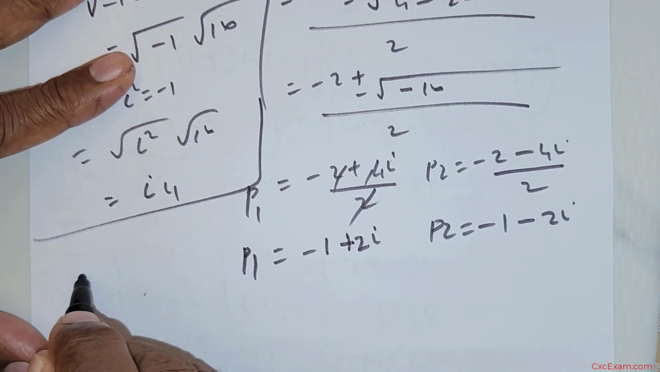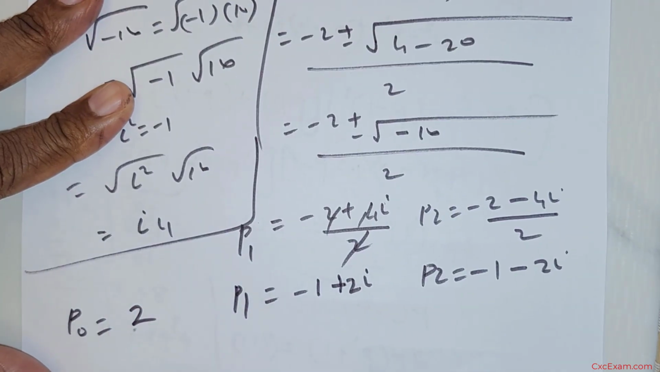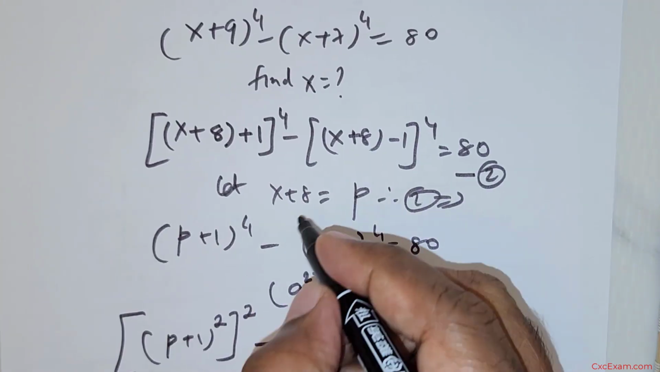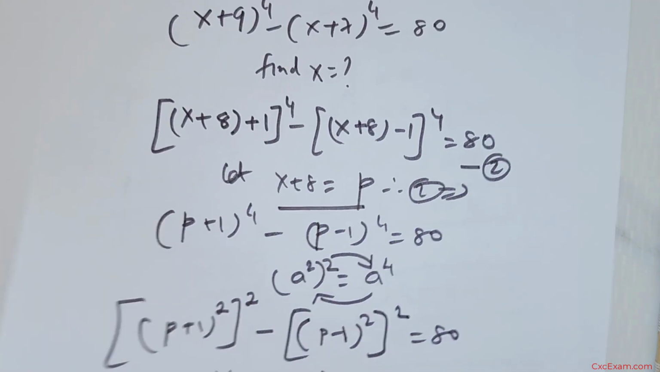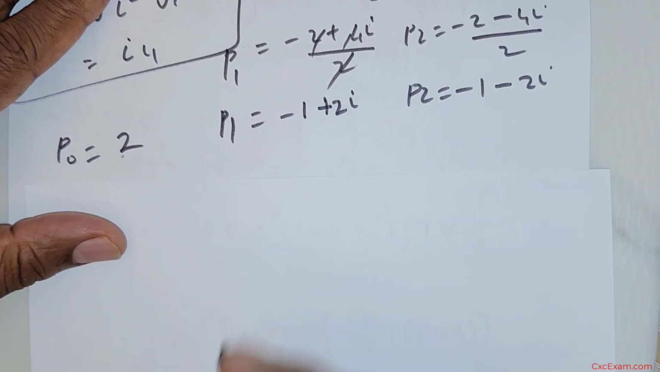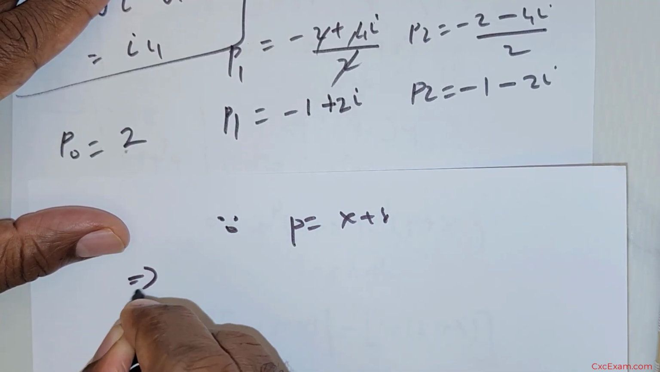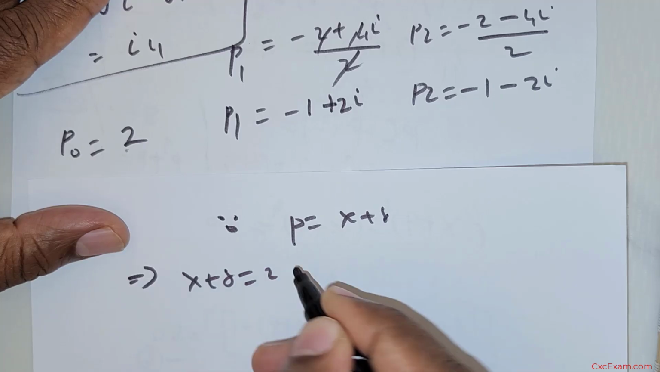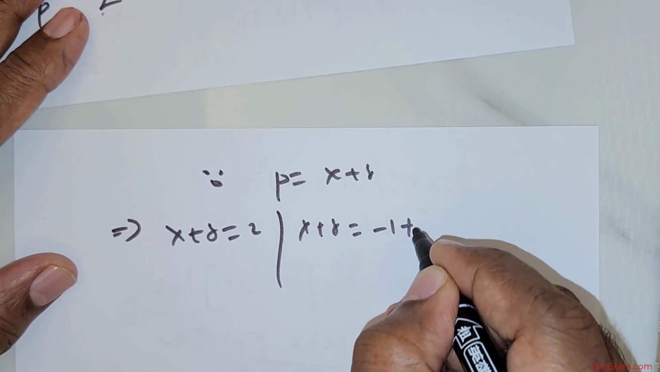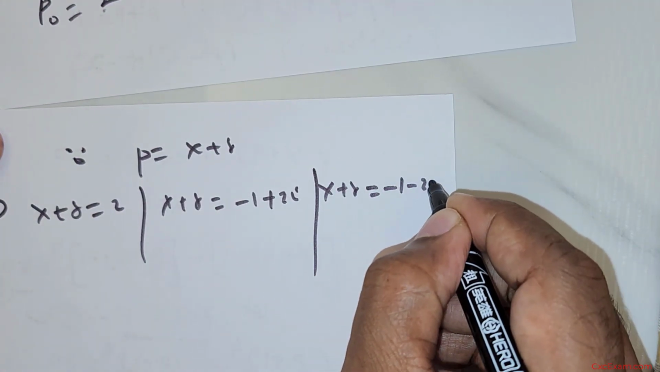And you have another root, which is 2. So you have 3 roots. But what is p? Let me move on. p is equal to x positive 8. So let me go to the next page. Since p is equal to x positive 8, this means x positive 8 is equal to 2. This is one root. x positive 8 is equal to negative 1 positive 2i. This is one root. Then x positive 8 is equal to negative 1 negative 2i.